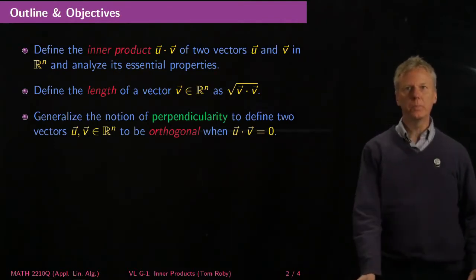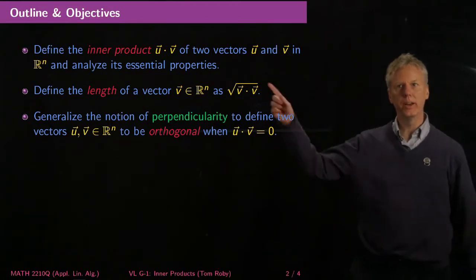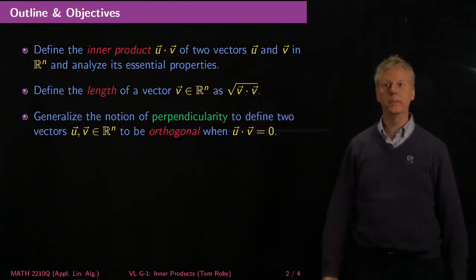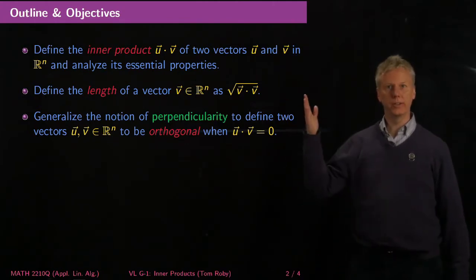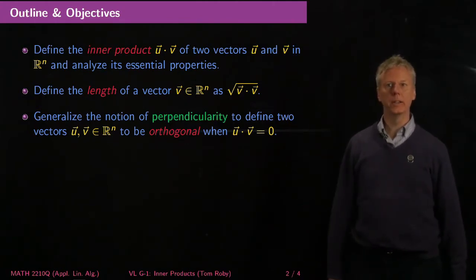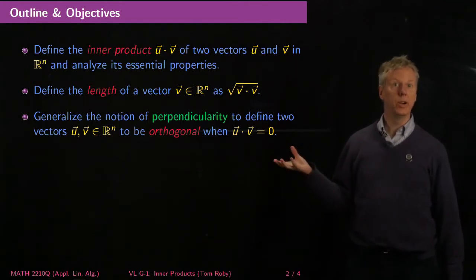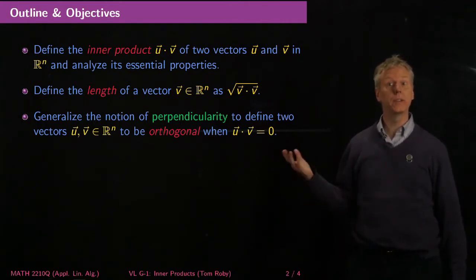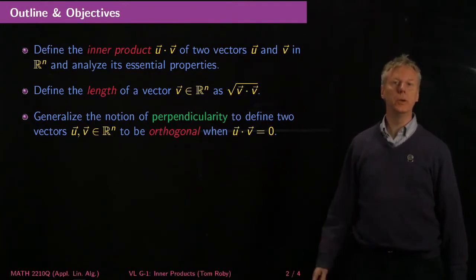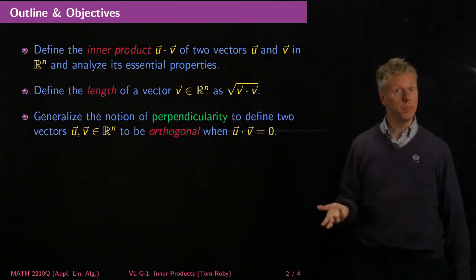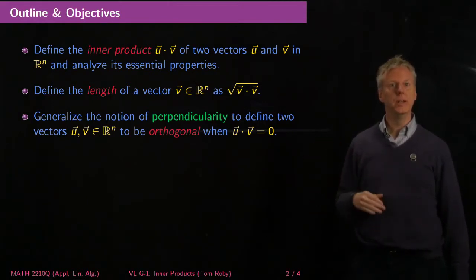We'll define the inner product of two vectors, u and v, in R to the n, and analyze its essential properties, sometimes called the dot product. We'll define the length of a vector in terms of the dot product, and then we'll generalize the notion of perpendicularity from 2 and 3 dimensions to define two vectors to be orthogonal, which will be when their dot product is 0. So this is the lecture where we start to introduce geometry, which we haven't done explicitly.